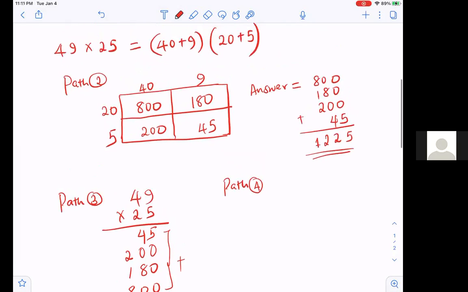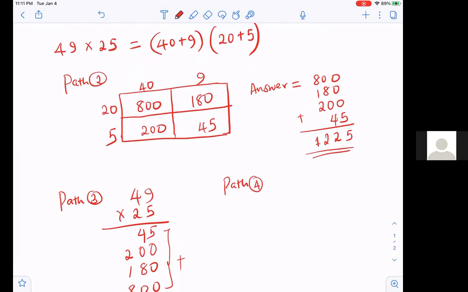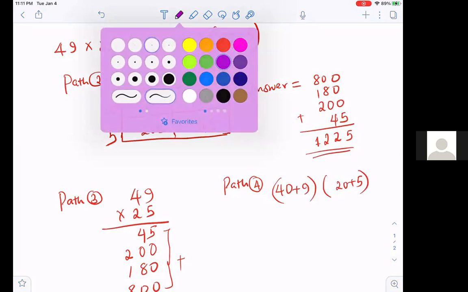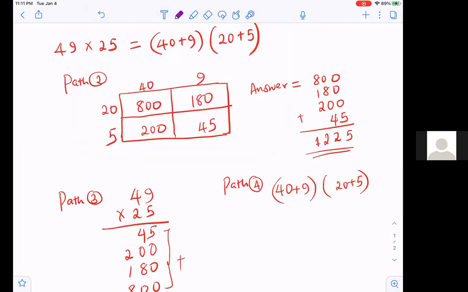is along the same line, something we call distributive property in application. And we are talking of 40 plus 9 multiplied by 20 plus 5. So how do we distribute these? Every number in the first parenthesis will multiply every number in the second parenthesis. So we have 40 multiplying 20, and we have 40 multiplying 5.